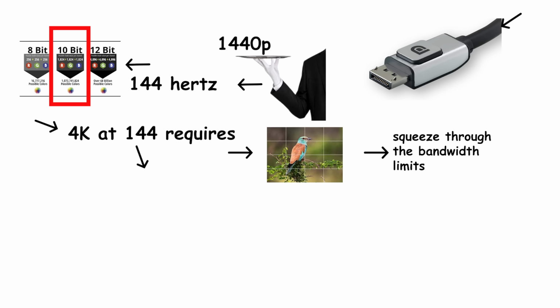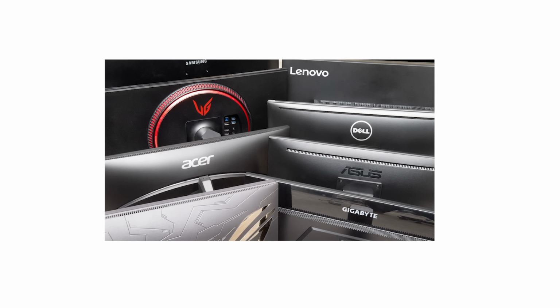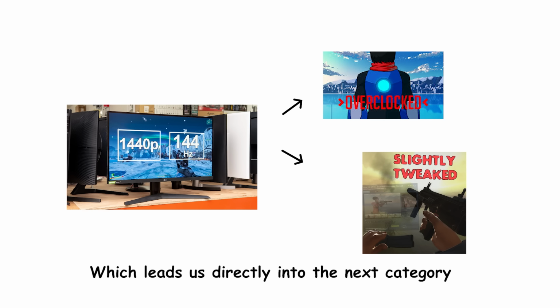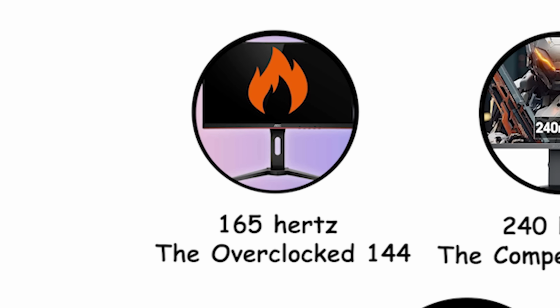This tier also marked the start of the spec war among gaming monitor makers. Every brand wanted to advertise higher numbers, even if the panel was just overclocked or slightly tweaked, which leads us directly into the next category. 165 Hz, the overclocked 144.